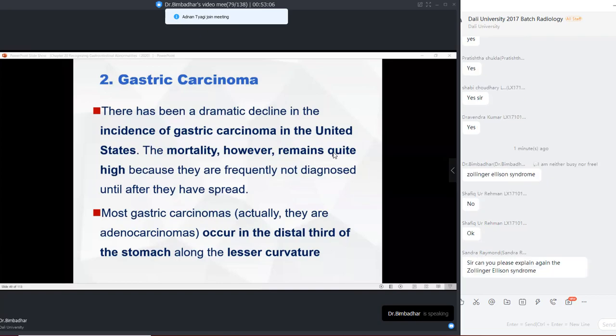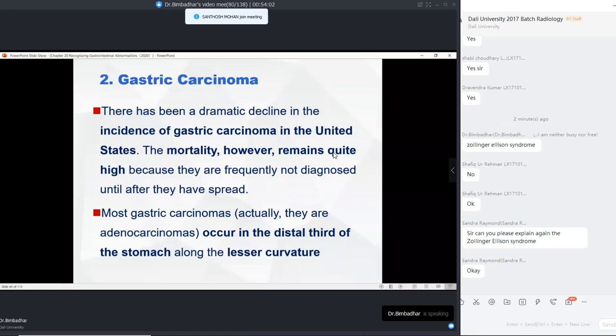All right. So, Zollinger-Ellison syndrome is nothing but a gastrinoma. There will be increased secretion of gastrin, produced by non-beta cell tumors of the pancreas, which finally activates the parietal cells, and the parietal cells release hydrochloric acid, and they eventually form ulcers. That is called Zollinger-Ellison syndrome. All right. Yes, Sandra, is this clear?